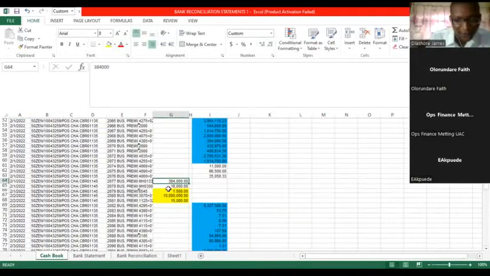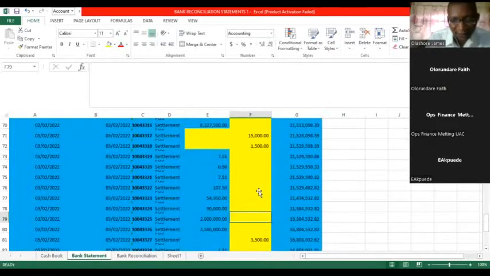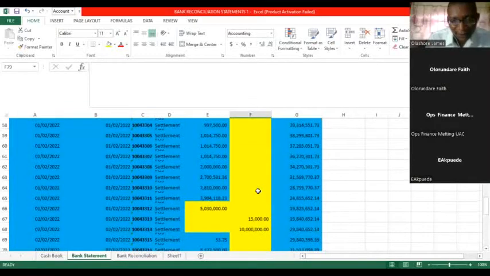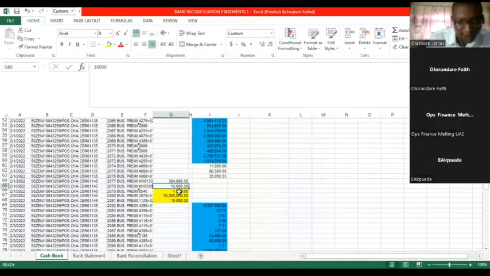We leave it open like that. 16,000. Can we see anything of 16,000 here? Let's see. 16,000. No, it's not there. So bank does not recognize that. So 15 and 10 million. Let's see if you can pick the two together. 15, 10 million. Let's go to bank statement.